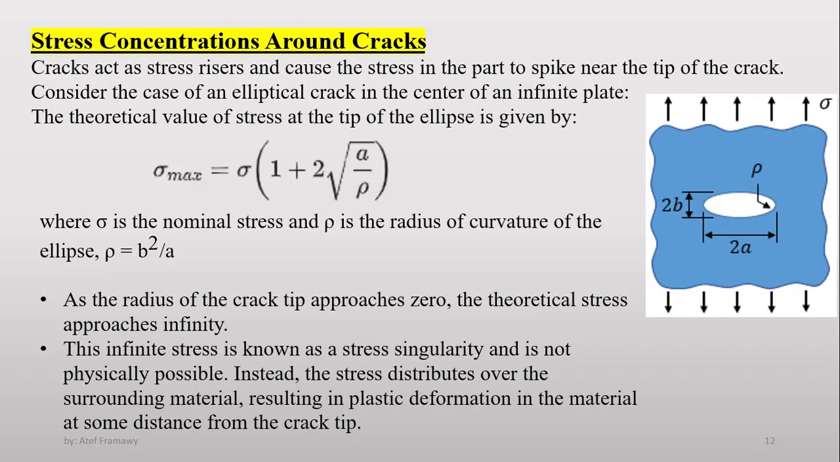The formula tells us that as the radius of the crack tip, R0, gets smaller, the stress at the crack tip, sigma max, gets much larger. In theory, if R0 approaches zero, the discontinuity becomes a sharp crack, and the stress would approach infinity. But in real life, materials can't handle infinite stress.